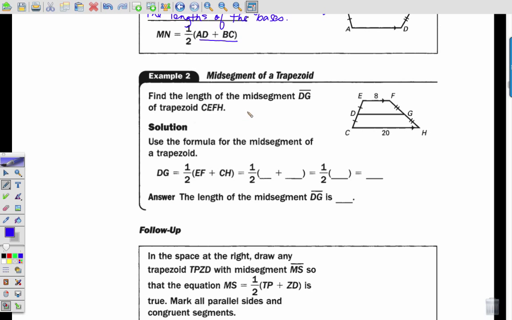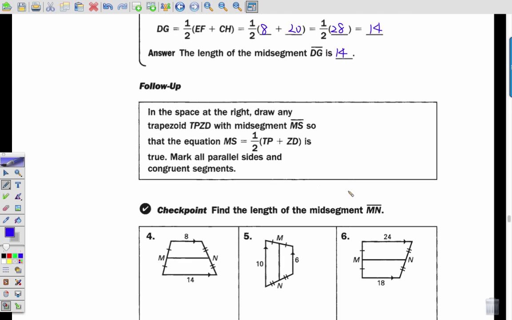So let's look at this. I'm asked to find DG. I will call it X. EFHC is a trapezoid. So if I use this mid-segment definition, I can simply set up DG equals half of EF plus CH. EF is 8, CH is 20. So that's half of 28, which gives me 14. So the final answer is that DG is equal to 14.